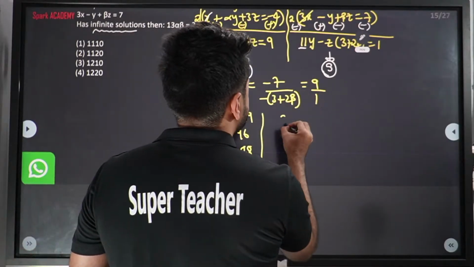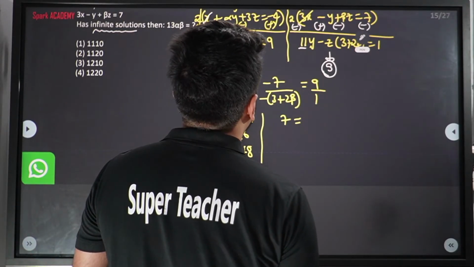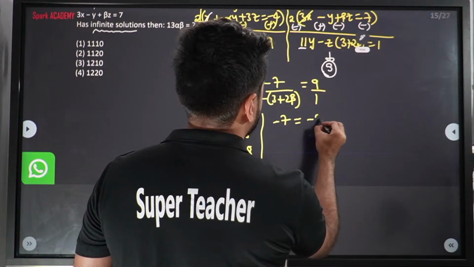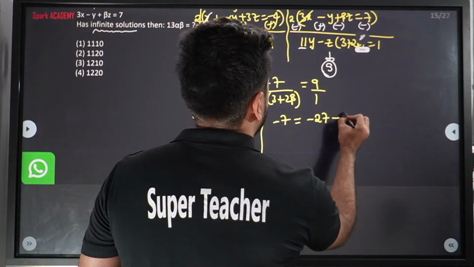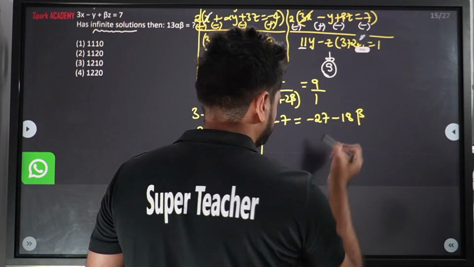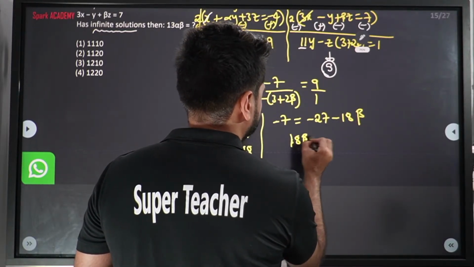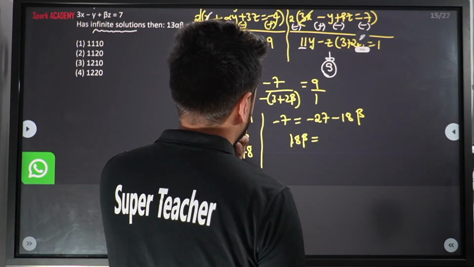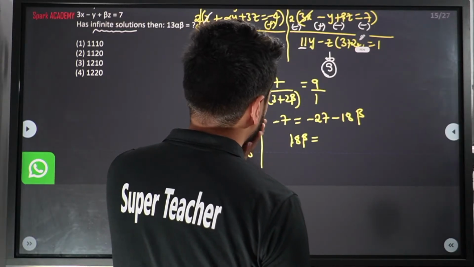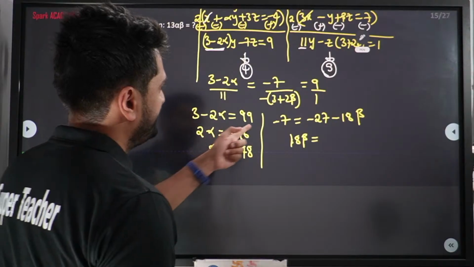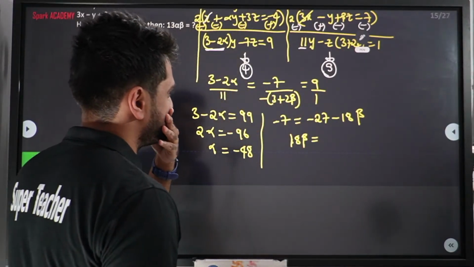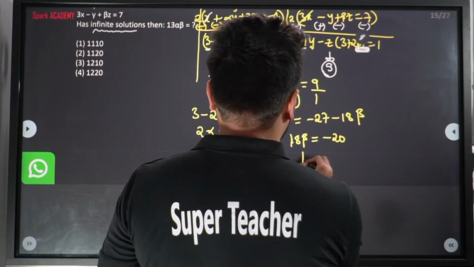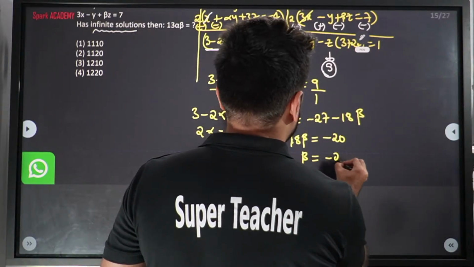Similarly here, 7 equals, or minus 7 equals minus 27 minus 18 beta. Nine threes are 27, nine twos are 18. So minus 27 minus 18 beta is equal to minus 7. So 18 beta is equal to minus 20. Beta value is minus 20 by 18.